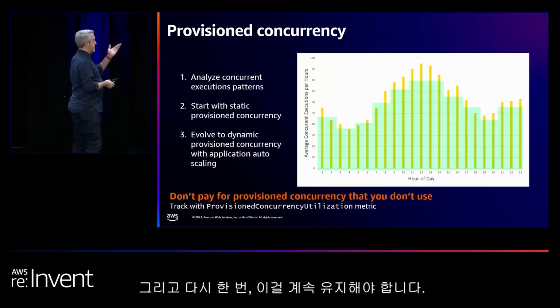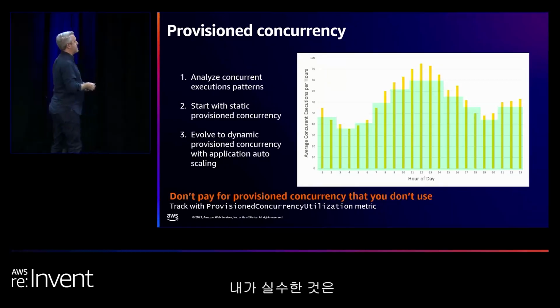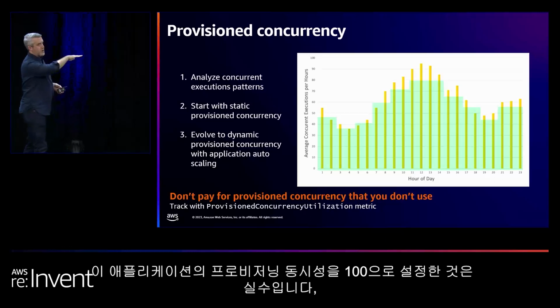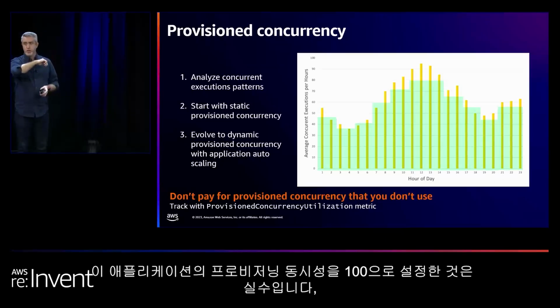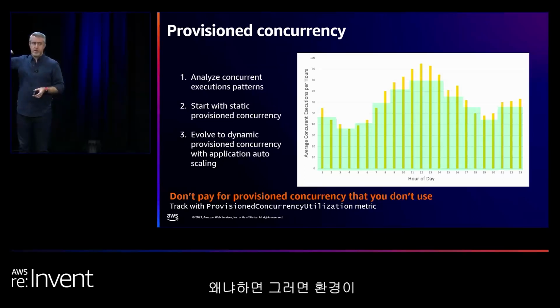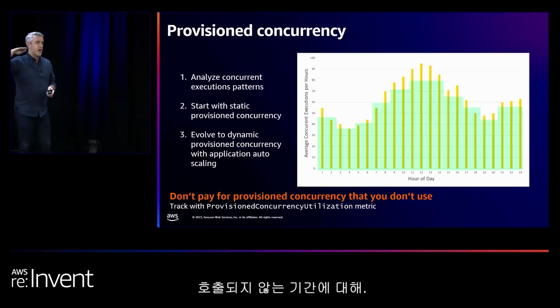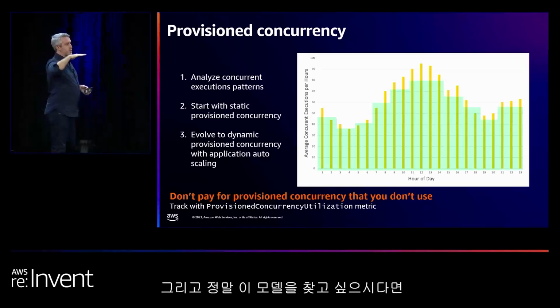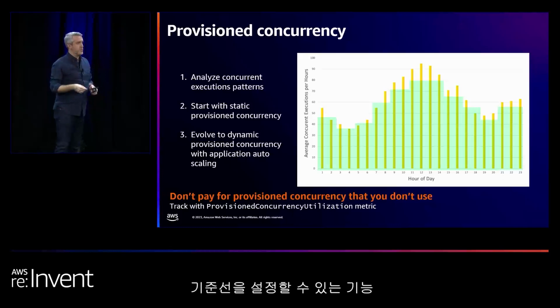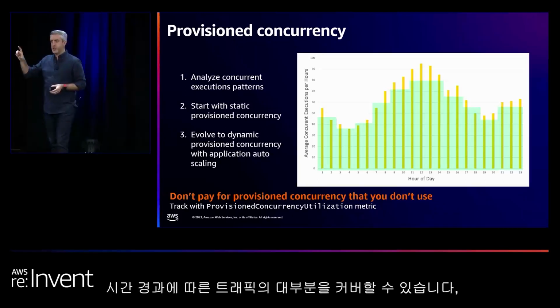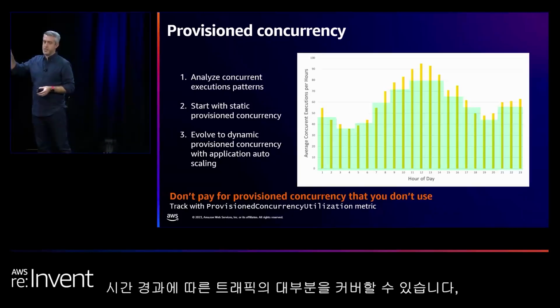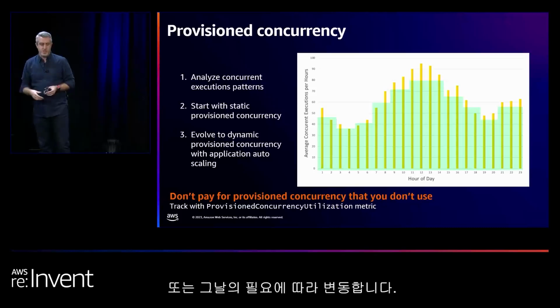And so again, you want to keep on top of this, right? It would be a mistake for me to set the provisioned concurrency for this application at 100, which is kind of at the top bar here, because then I might have environments for periods of the day that we're not getting invoked. And you really do want to try to find this model where you can leverage, again, the ability to either set a baseline that covers the majority of your traffic over time, or, again, fluctuates based on the need of the day.